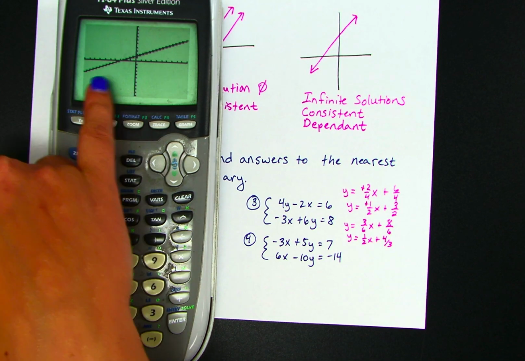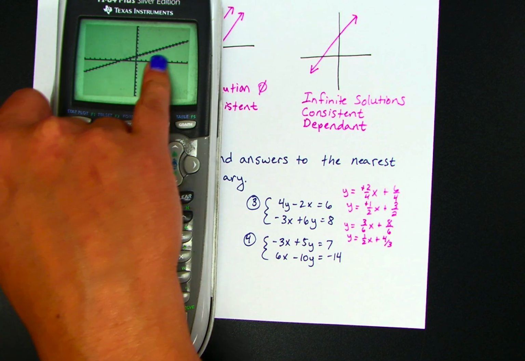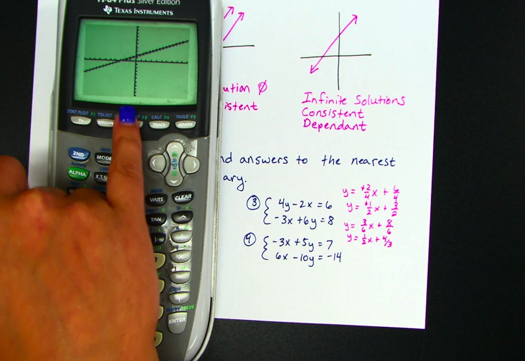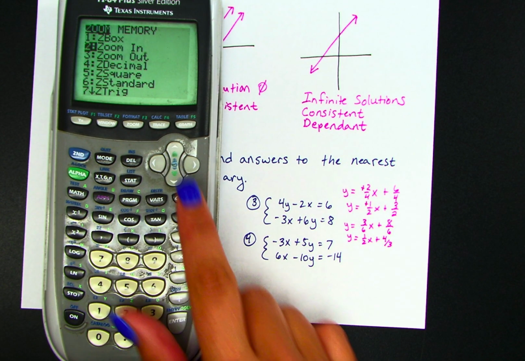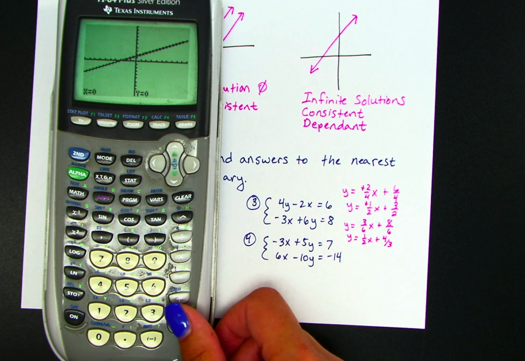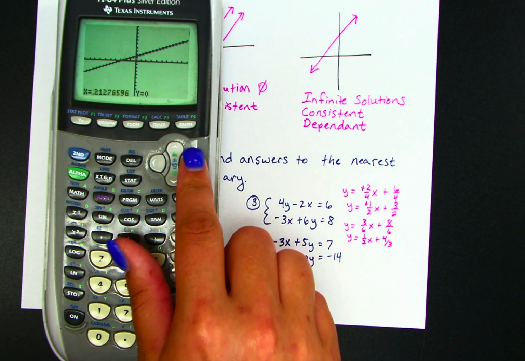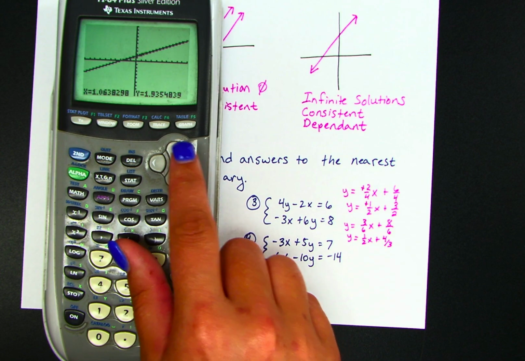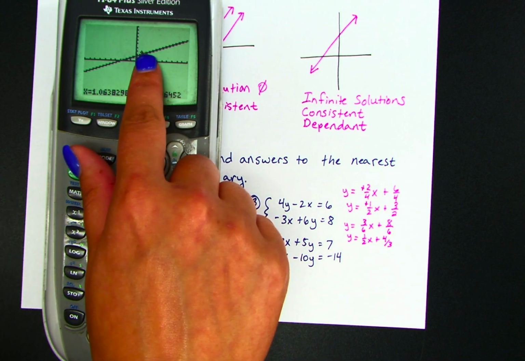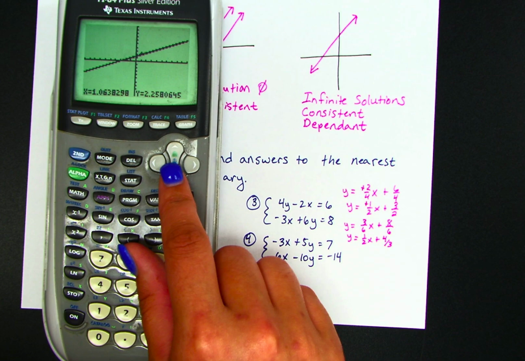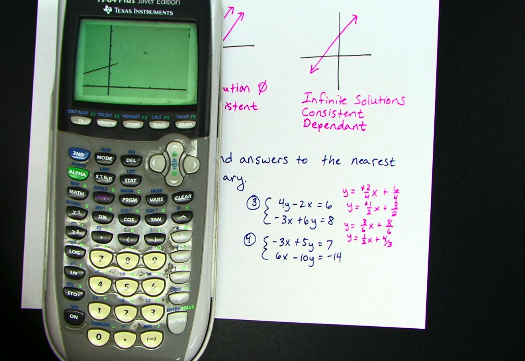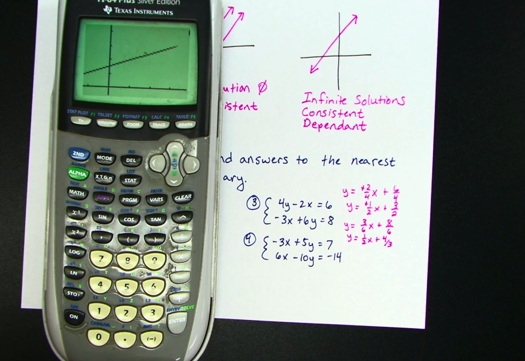All right, so it's really hard to see this because do you notice how that line got a lot thicker? So what I'm going to do is press the zoom button, and then click zoom in. And then I'm going to move my cursor to the spot where I want it to center on. I'm just going to pick a spot on that dark line, and then press enter. And it will automatically zoom in for me.